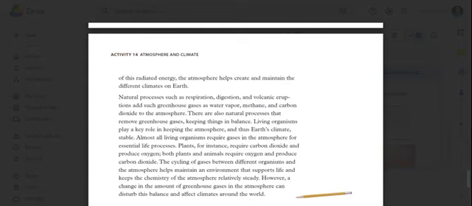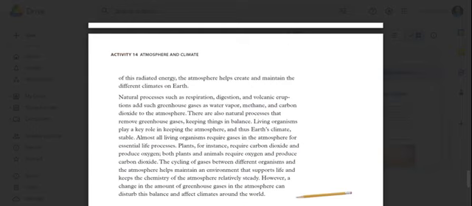Natural processes such as respiration, digestion, and volcanic eruptions add such greenhouse gases as water vapor, methane, and carbon dioxide to the atmosphere. There are also natural processes that remove greenhouse gases, keeping things in balance. Living organisms play a key role in keeping the atmosphere and thus Earth's climate stable. Almost all living organisms require gases in the atmosphere for essential life processes. Plants, for instance, require carbon dioxide and produce oxygen.